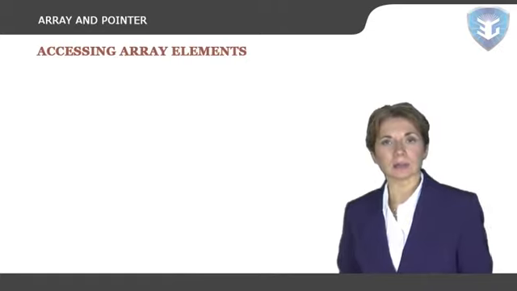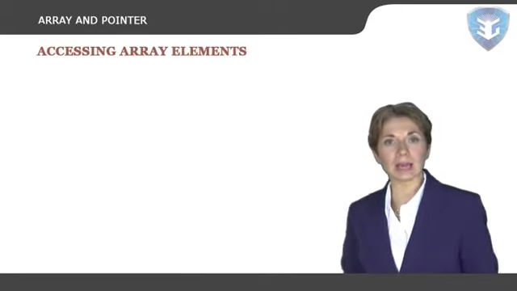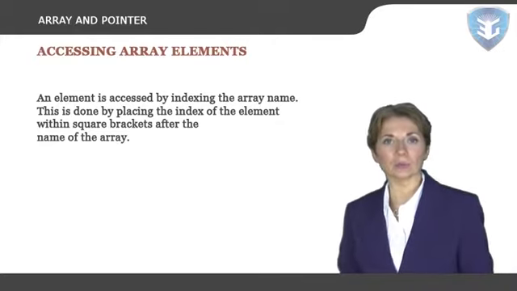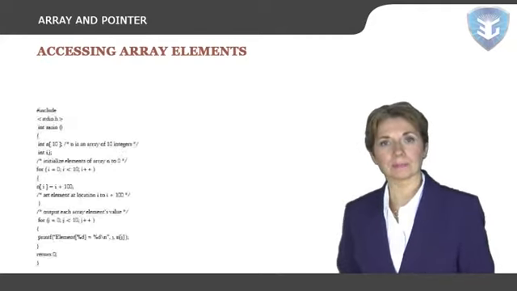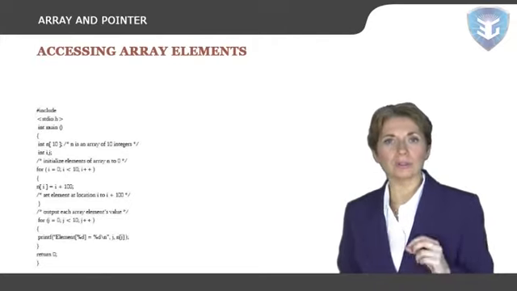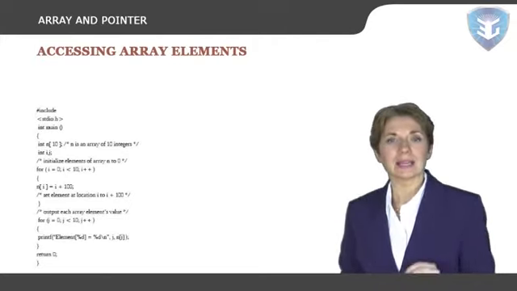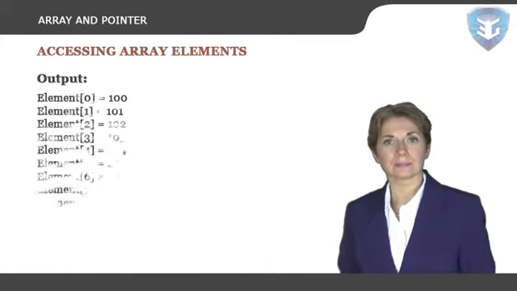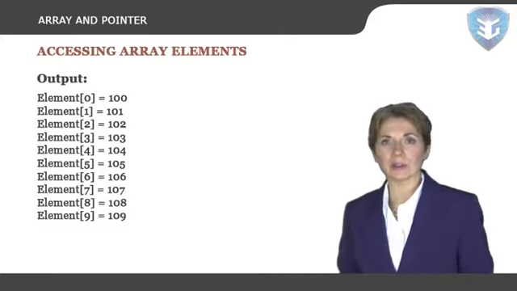Let's now take a look at how to access the array elements. An element is accessed by indexing the array name. This is done by placing the index of the element within square brackets after the name of the array. Let's see an example on the screen which will use all of the three concepts, that is, declaration, assignment, and accessing arrays. Output of the program is on the screen.